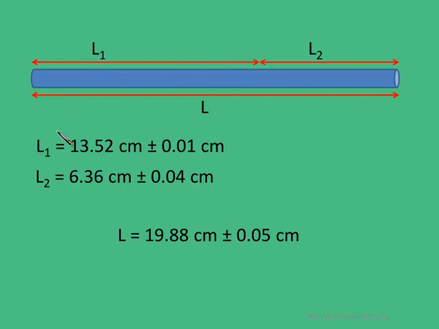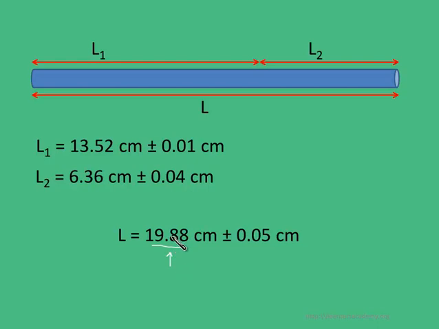So say one experimenter measures this length and gets 13.52 plus or minus 0.01 centimeters. So he's sure about the 5 but not this 2 here. Someone else measures this section to be 6.36 plus or minus 0.04. And so obviously if we want to know the total length of the tube, we simply add these nominal values, which gives us 19.88. But what is the degree of our uncertainty in this value?